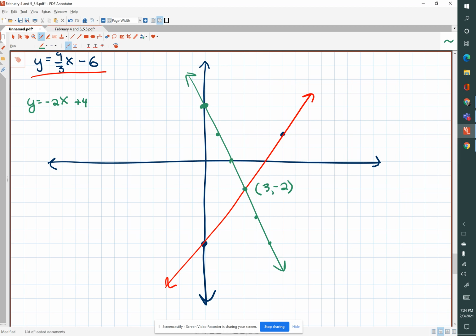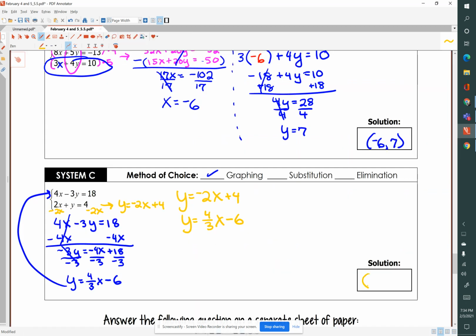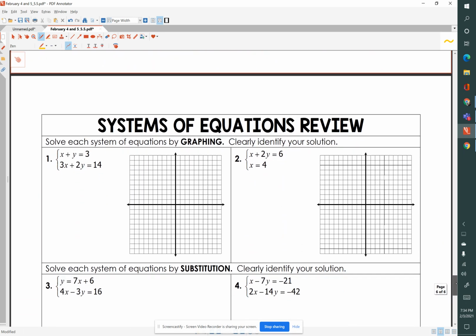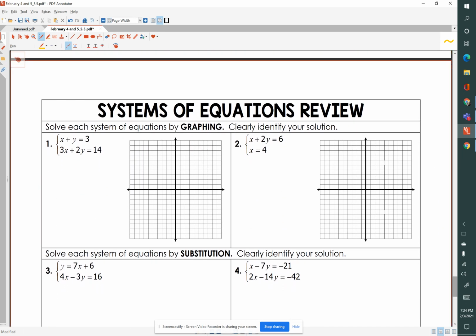Let's go back to our paper. 3, negative 2. So let's move on. We'll solve some more equations. So we have to put each of these in slope-intercept form to solve them by graphing. So let's get a color. We just have to move x over for the first one.